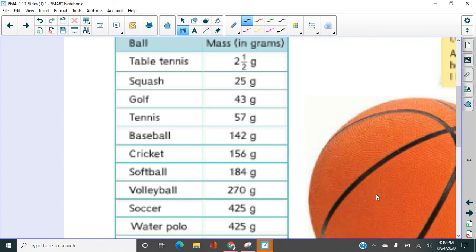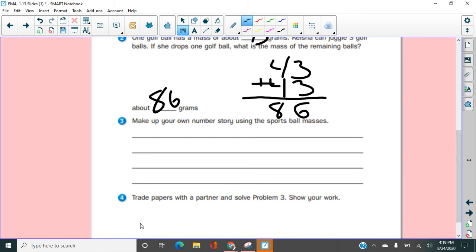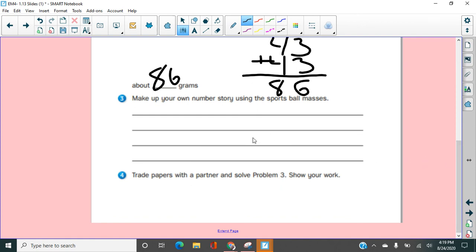All right. Now, if you have written this number story, which is what you're supposed to have done, here's what I'm going to suggest. Number 4 says trade papers with a partner and solve problem 3. So if you have somebody who can trade with you, right? Or really just to do your problem, if you have somebody at home or near you that can do your problem, great, right? Ask them, see if they can do it. Maybe mom could do it or older brother or something like that. If not, then I want you to do the work for your problem down here, right? So you have two choices.